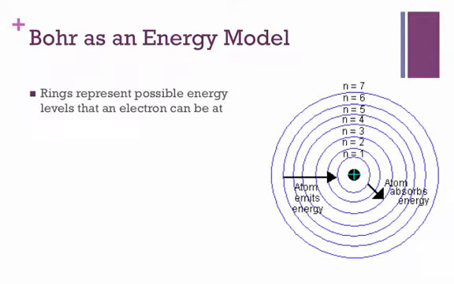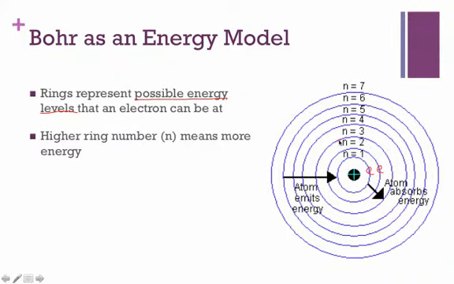Each ring doesn't represent the location of an electron, it represents the possible energy levels of an electron. So possible energy levels is the key here. Meaning, when an electron is on ring 1 versus on ring 2, they're not spatially different. They're not necessarily in different locations, they're energetically different.